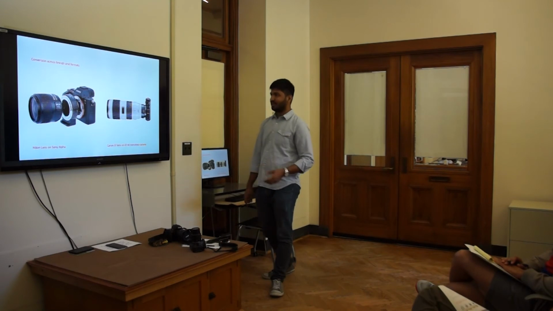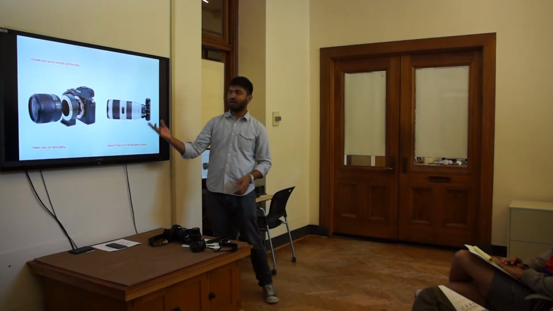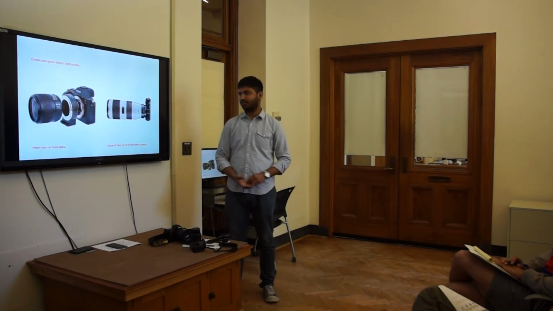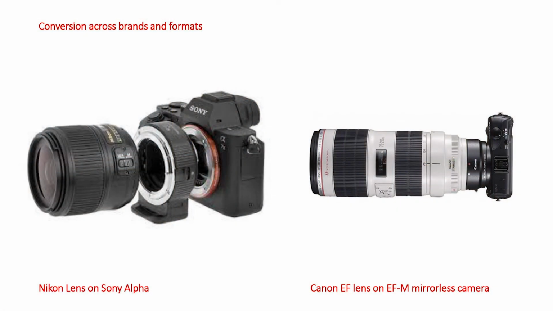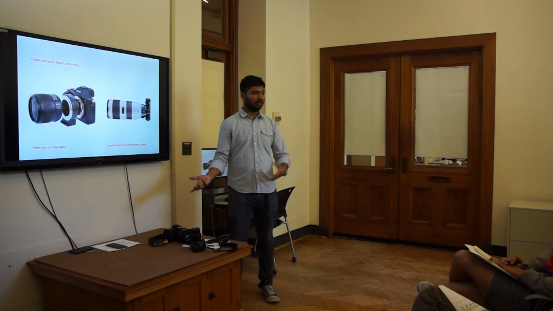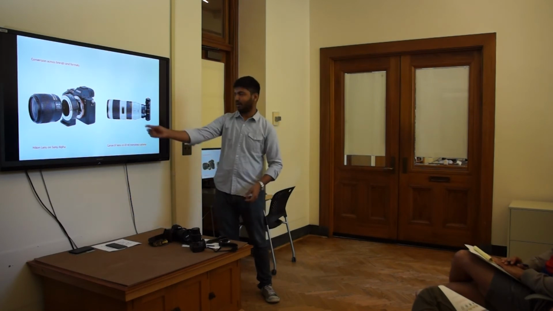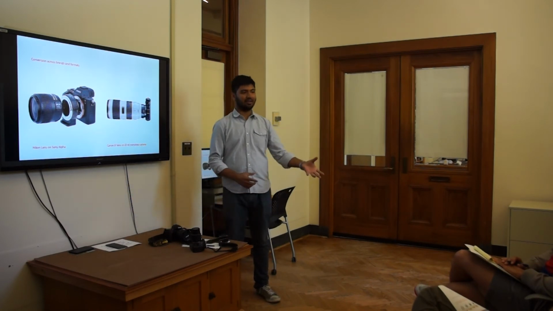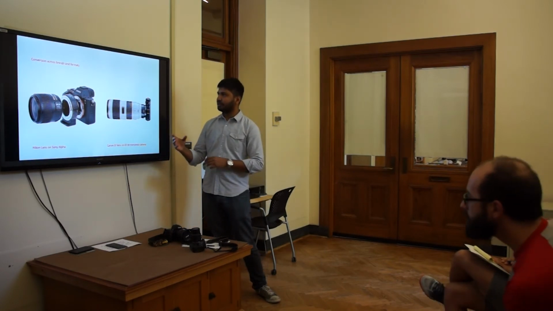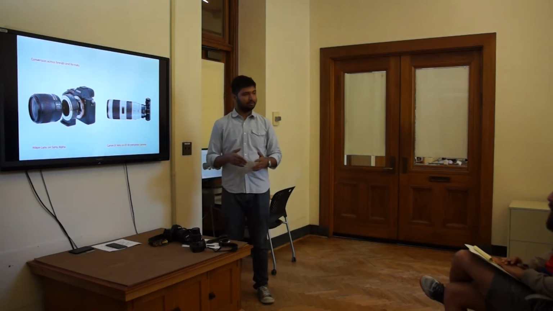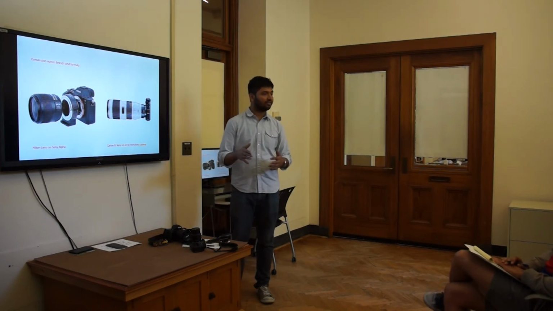So the first one is conversion across brands and formats. Say you have a Sony camera and your friend is ready to give you a Canon lens, which is a $2,000 lens. You don't have to buy a new camera body for the Canon lens. You can buy an adapter and you can fix that lens on your camera. And in the same way, conversion can be within the brand itself, but across different formats.